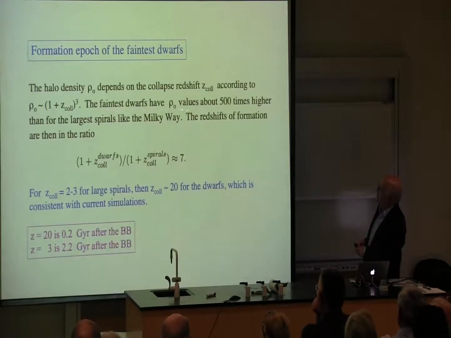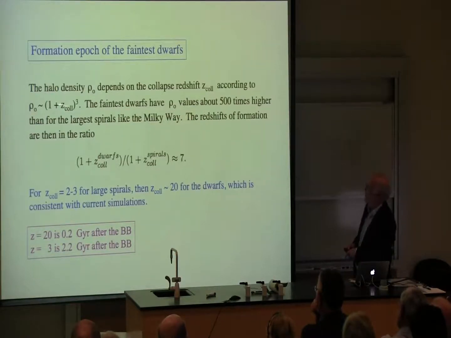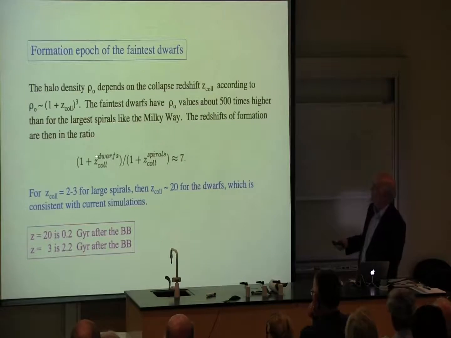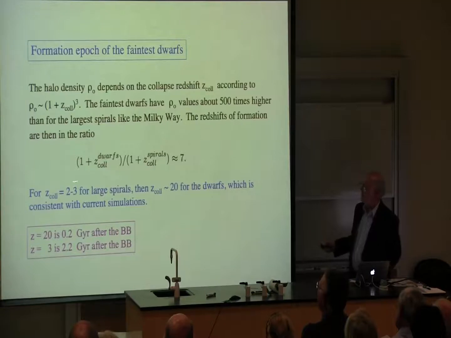The faint galaxies have densities about 500 times higher than the larger spirals, so the redshifts of when they actually formed are then in the ratio of the ratio of density is the ratio of the cubes. Take the cube root of 500, it's about 7. So the redshift that the dwarfs fell out compared with the redshifts of when the spirals fell out, the ratio is about 7. So we believe that these big galaxies, for all sorts of other reasons, fell out of the redshift about 2 or 3.